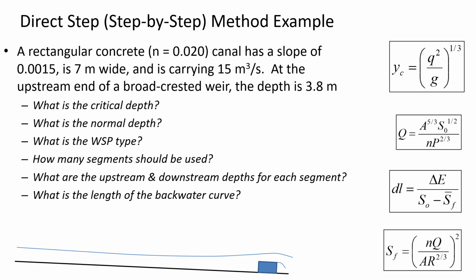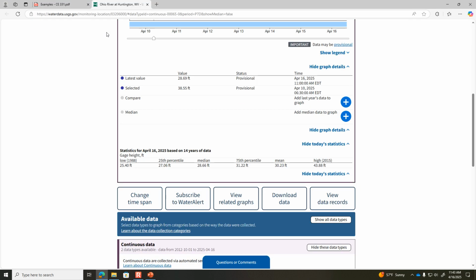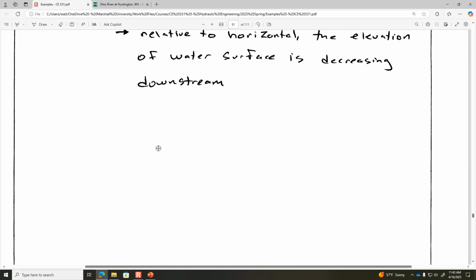So we've just been through an example where you calculated the critical depth, normal depth, and water surface profile. So let's just cut straight to the chase. Let me show you the solution for those here.